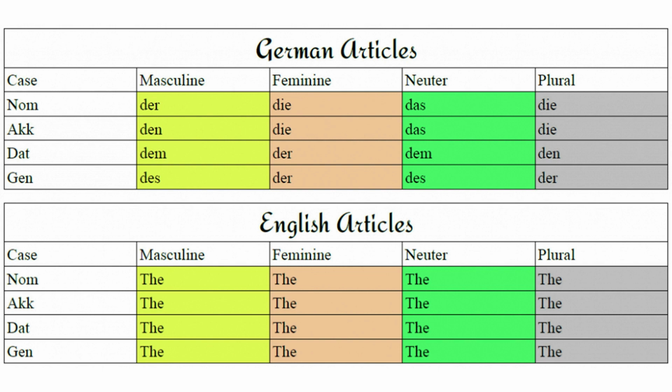Sie haben das Auto. Now they have the cars. Now we don't need to identify the gender of car. We just take the plural. They have the cars. So, sie haben die Autos. It means they have the cars.